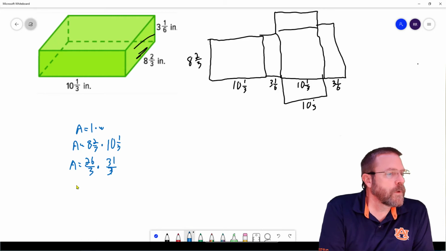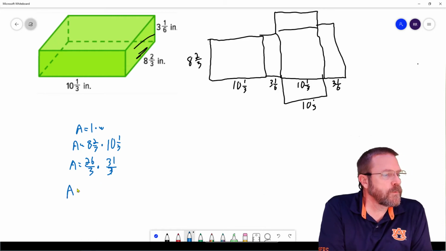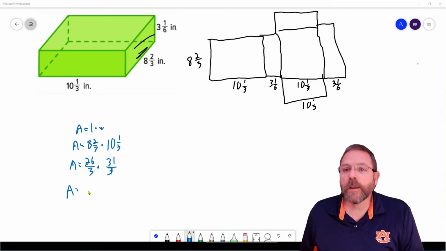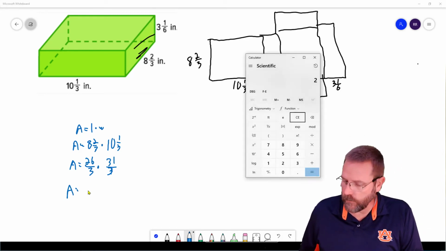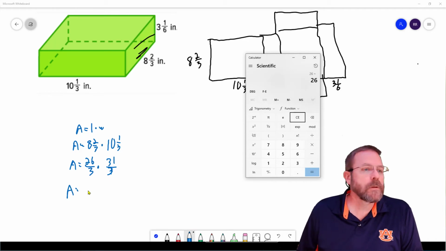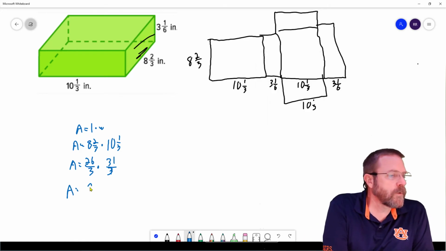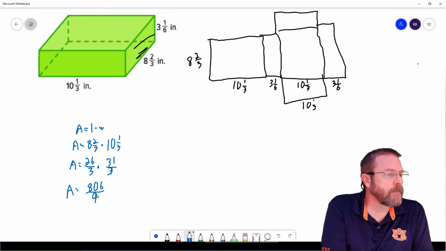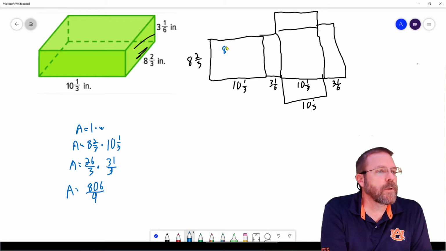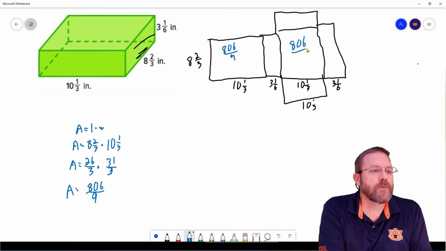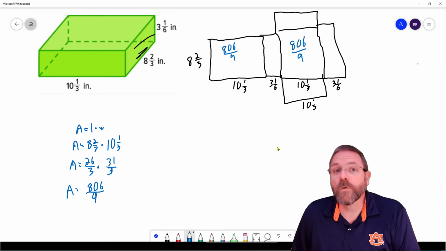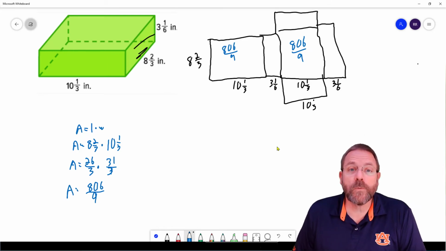From here, we could try and simplify things. And let's see, will anything simplify? No, it won't. So now I'm going to take and grab my calculator to make life a little easier for us. 26 times 31 is going to equal 806 over 3 times 3 is 9, and that one is going to be put here. 806 over 9 and 806 over 9 again. Your textbook really does like to give you some unfriendly numbers to work with.